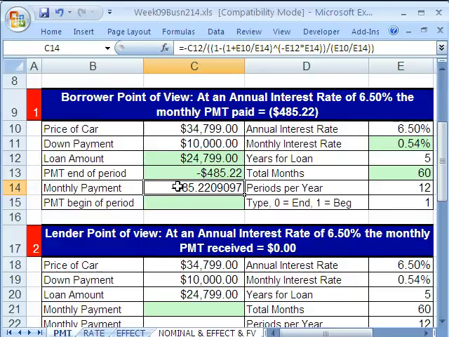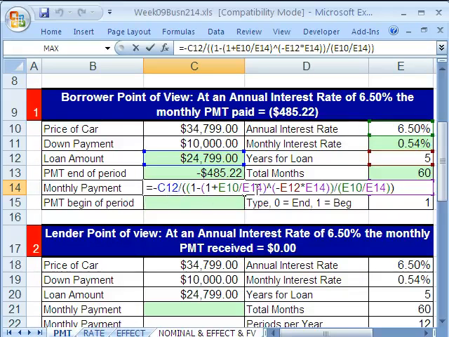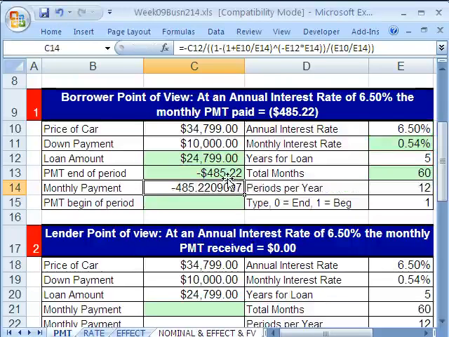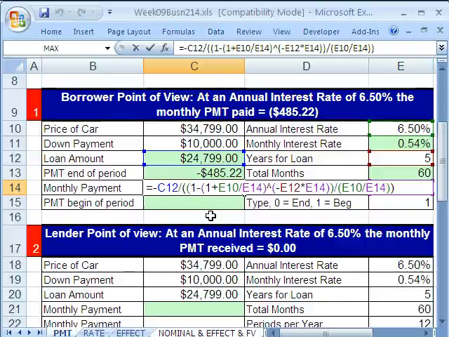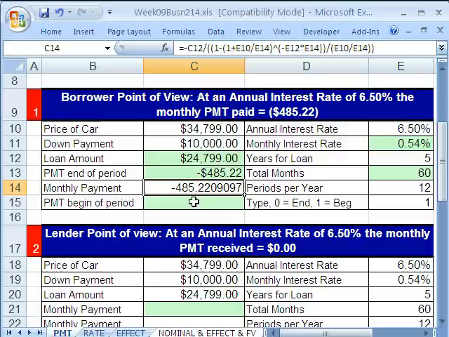If you look right here, I have the math formula. So isn't that lovely? That's our annuity formula. Isn't it much nicer to not have to do that and simply have the payment? The payment function is programmed to do exactly what this big math formula is doing. Now let's do the same thing.